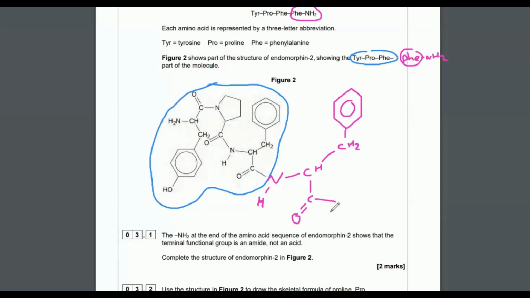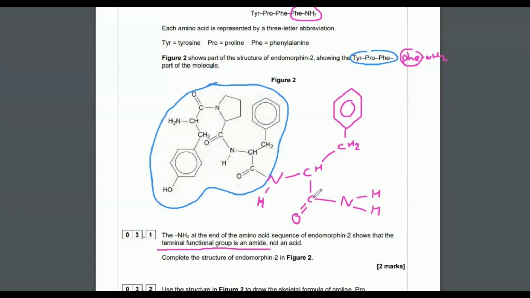We just need to do a terminal, which is NH2. Okay, and how did we know that? Well, they put it up there, PHE, NH2. That's the terminal group. And it also told us that the terminal functional group is an amide, not an acid. If it was an acid, this would be OH, but they told us it's an amide.